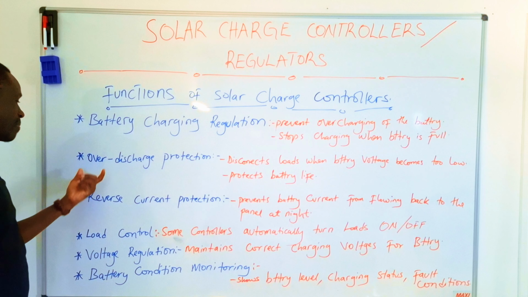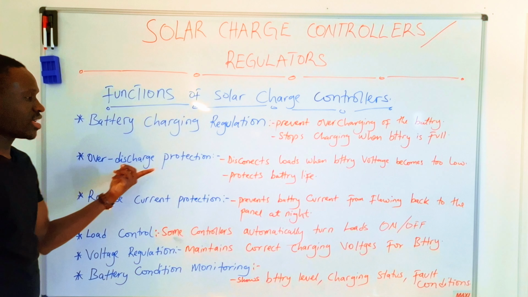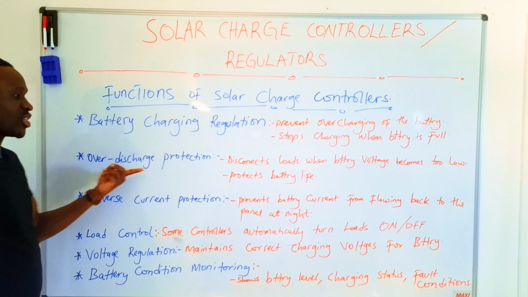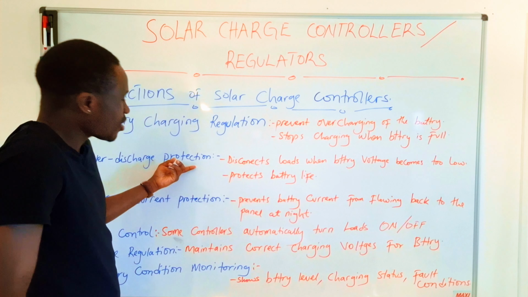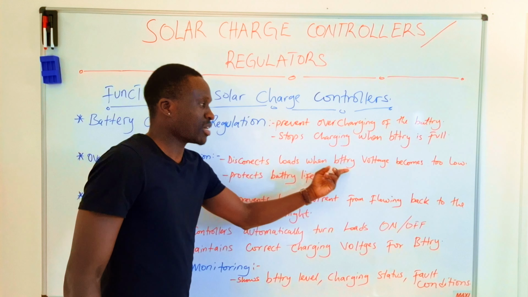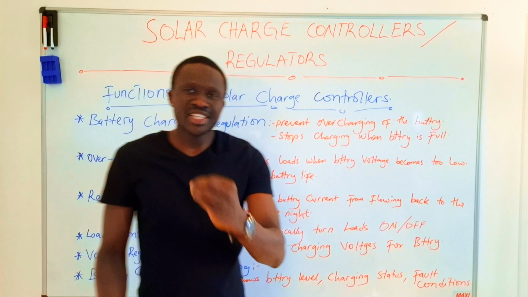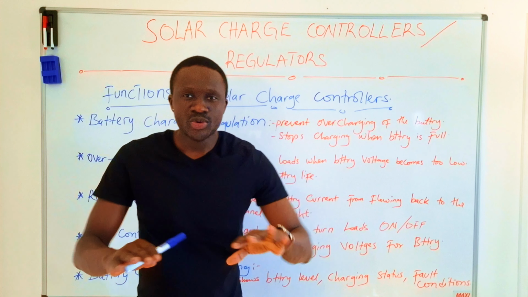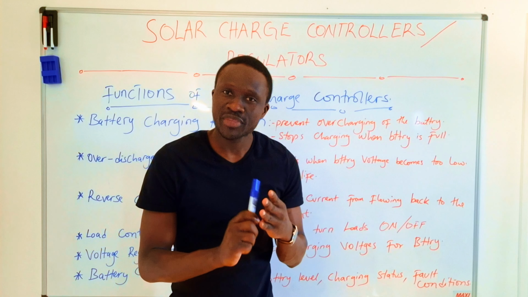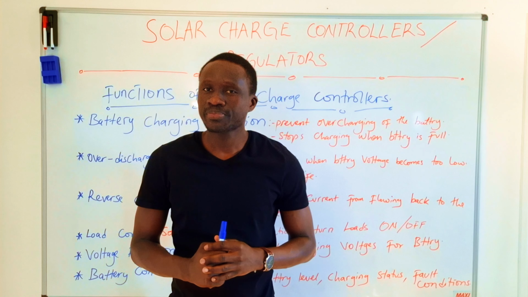Another function is over discharge protection. The second function is over discharge protection. What does this mean? It disconnects loads when the battery voltage comes too low, okay? When you're using your loads, the TVs, the security lights, the lights in the house, charging phones, playing games, okay?